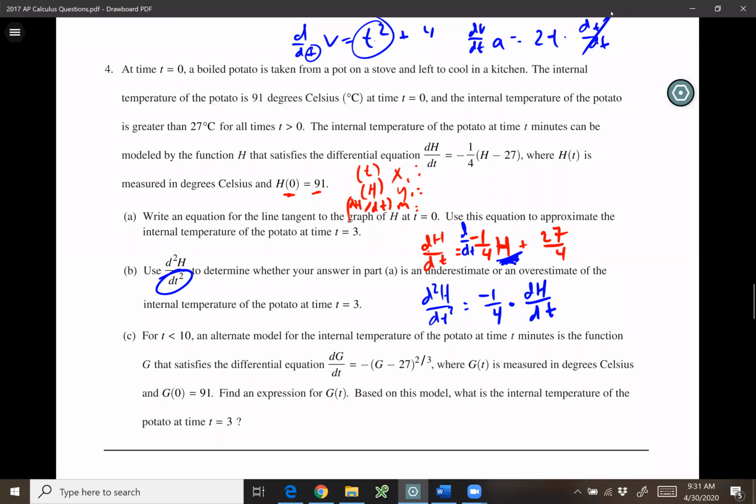So anyways, to get this right, this will become -1/4 times another -1/4 h minus 27, because that's what dh/dt is. So that's my hint to you guys on that one.